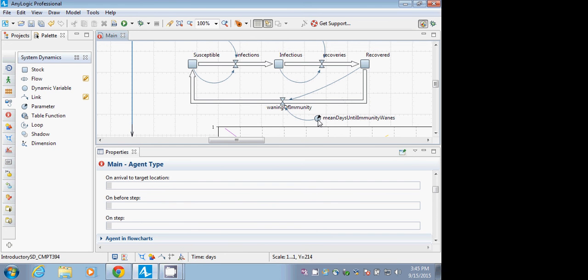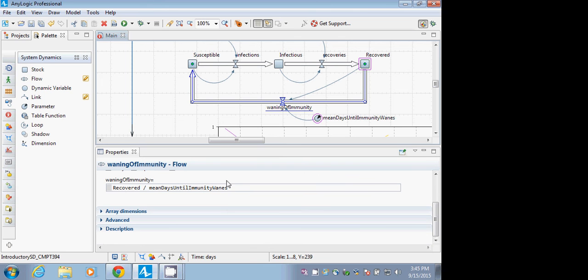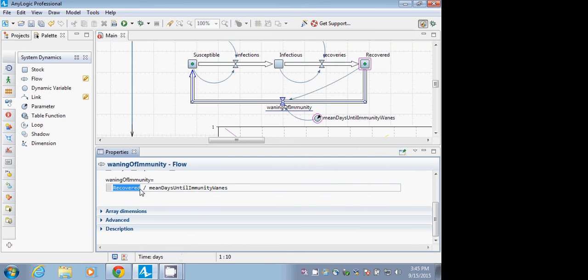Okay? So, what did I do? First, I connected to recovered, and I inserted this parameter and connected it to waning of immunity. For waning of immunity, the formula is recovered divided by mean days until immunity wanes. And I had this flow going, of course, from recovered to susceptible. Are we ready to go with that? Now, you tell me.